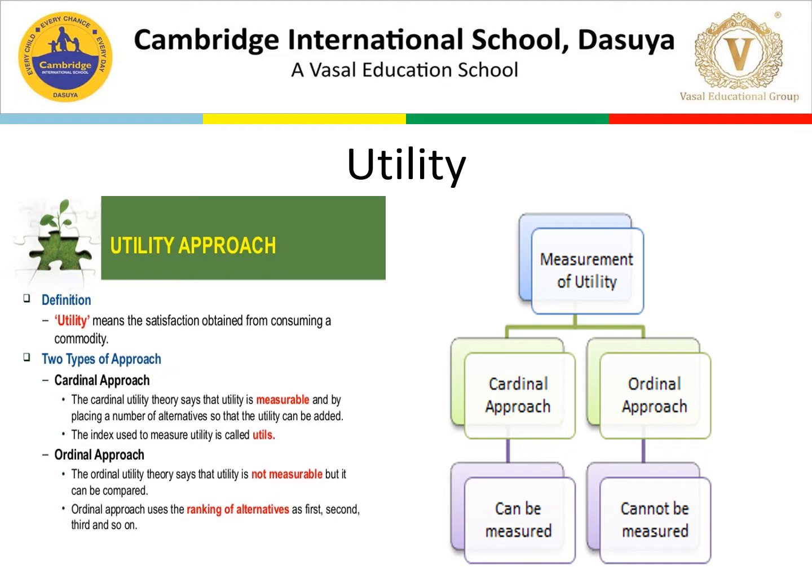The ordinal approach uses the ranking of alternatives as first, second and third. So who is the first person, second person and third? Who has got the first position, second position, third position? We are just talking about ranks, we are not talking about any measurements here.